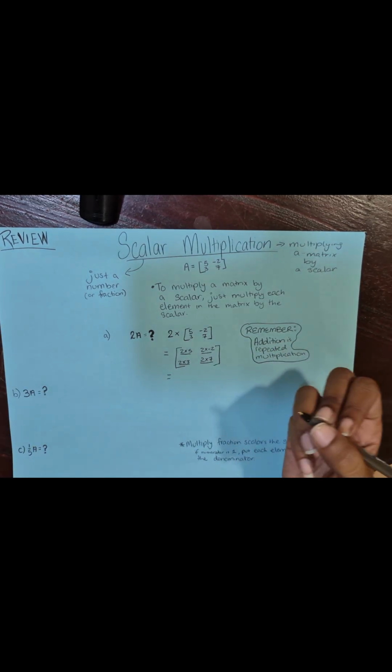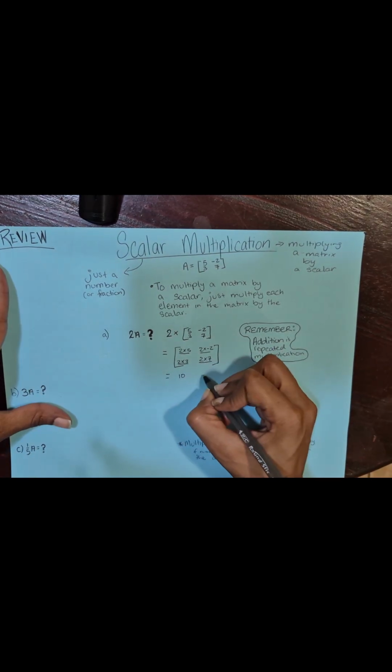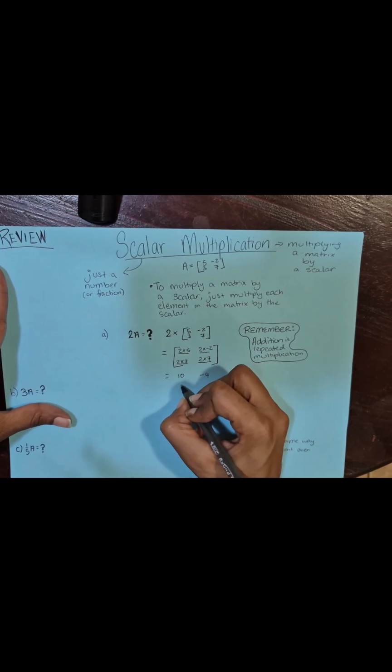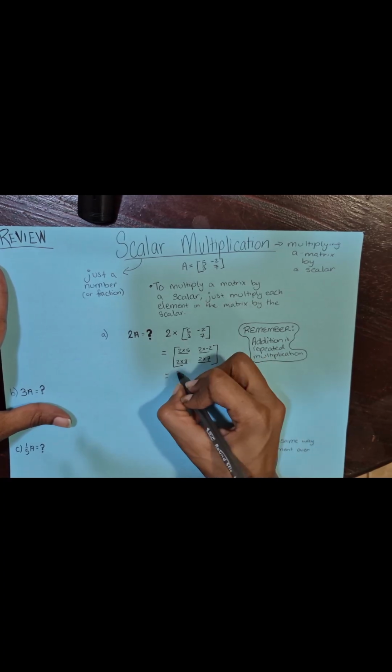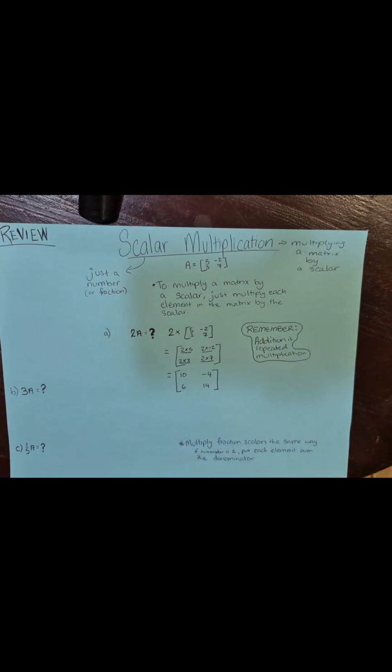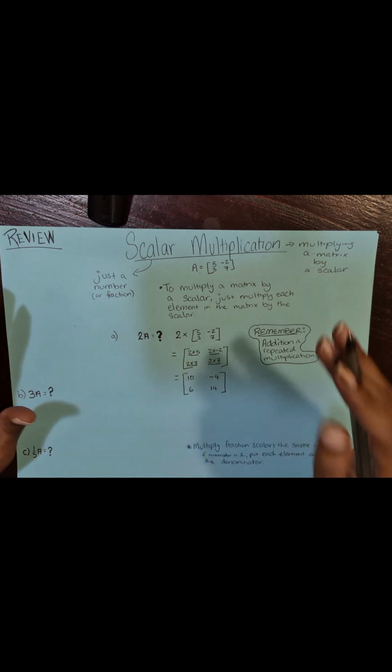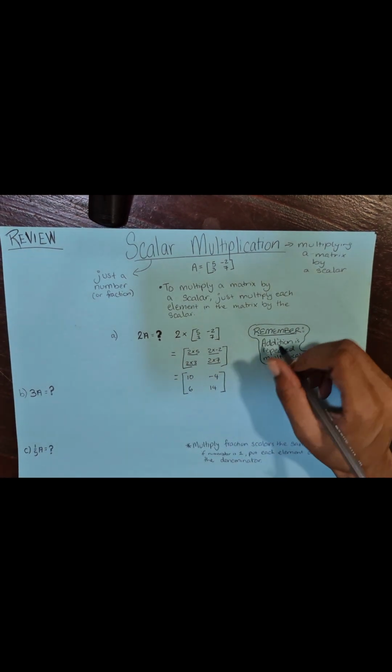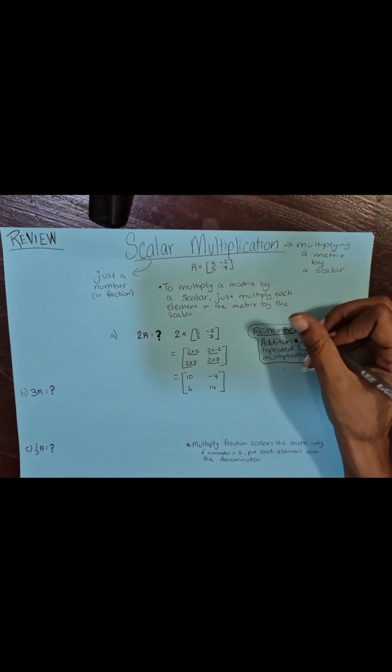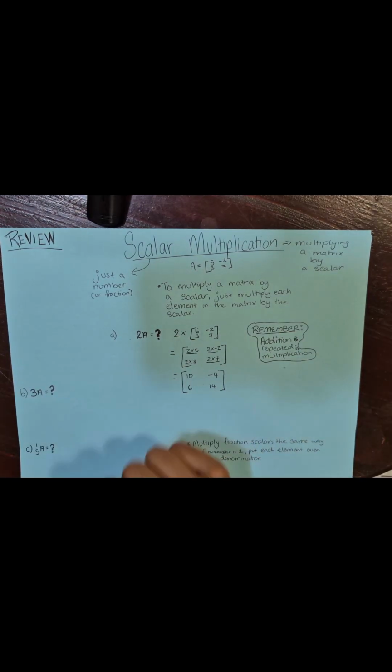So the answer is 10, negative 4, 6, 14. So that's scalar multiplication. You just multiply each thing inside the matrix by the scalar. Now, if you can't remember how to multiply using scalar multiplication, you can remember that multiplication is just repeated addition. Repeated addition, that's multiplication. What do I mean?